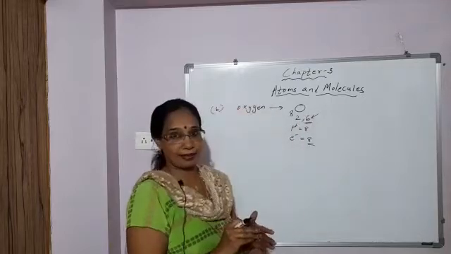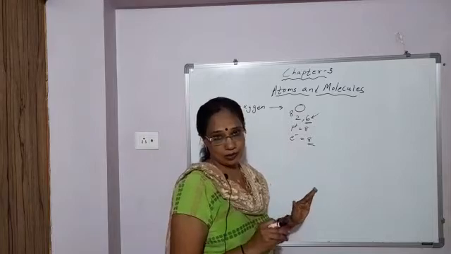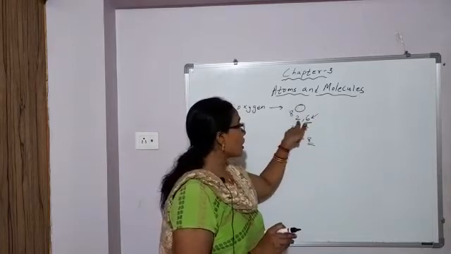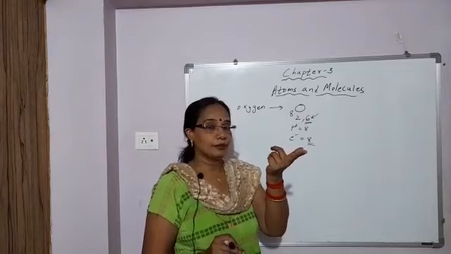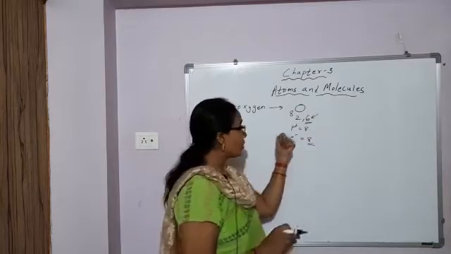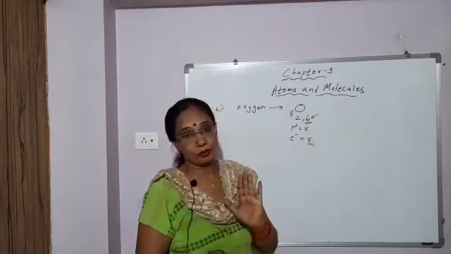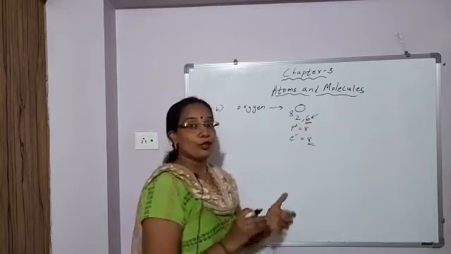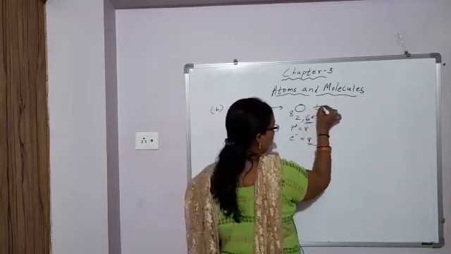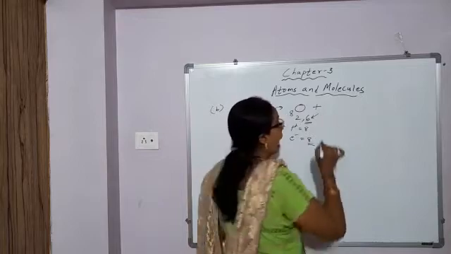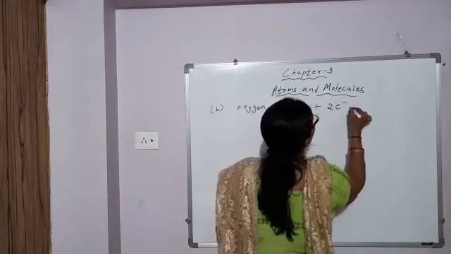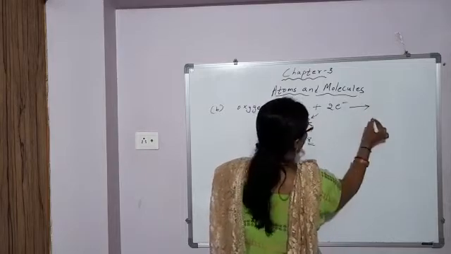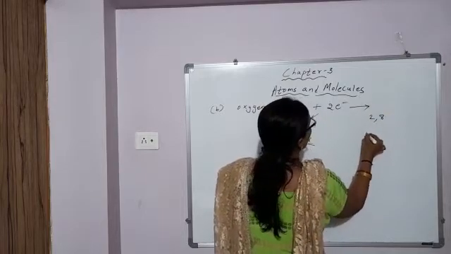Otherwise it can lose 6 electrons. Two options are there. If it loses 6 electrons, outermost becomes 2, like helium. But which is easy? Gaining 2 electrons or losing 6 electrons? Gaining 2 electrons. So as it is gaining electrons, write plus sign. How many electrons is it gaining? 2. So configuration will change to 2, 8.